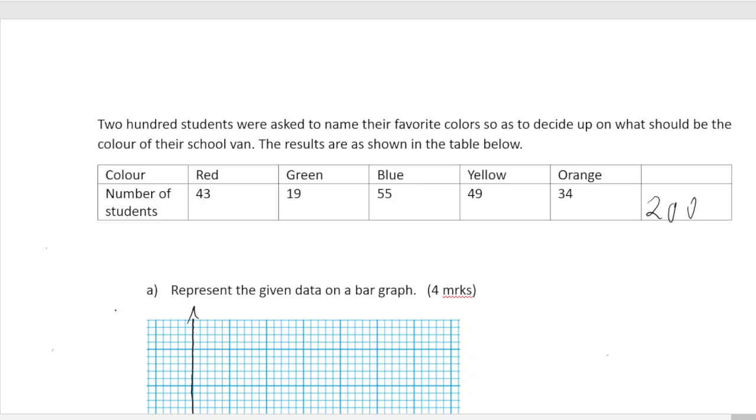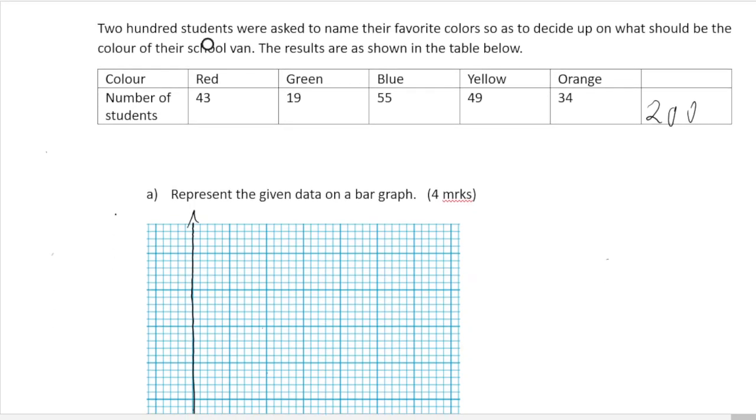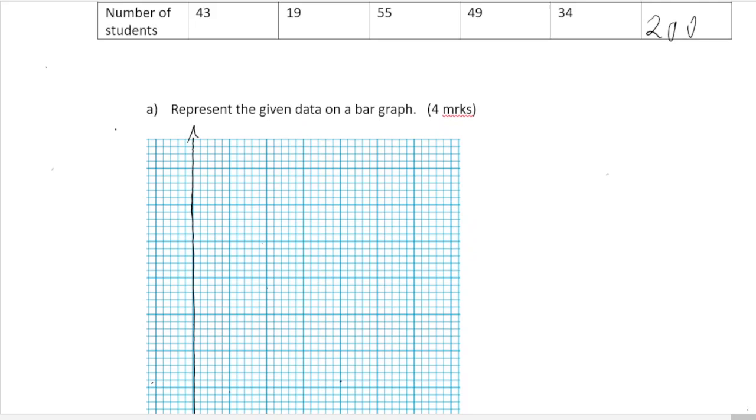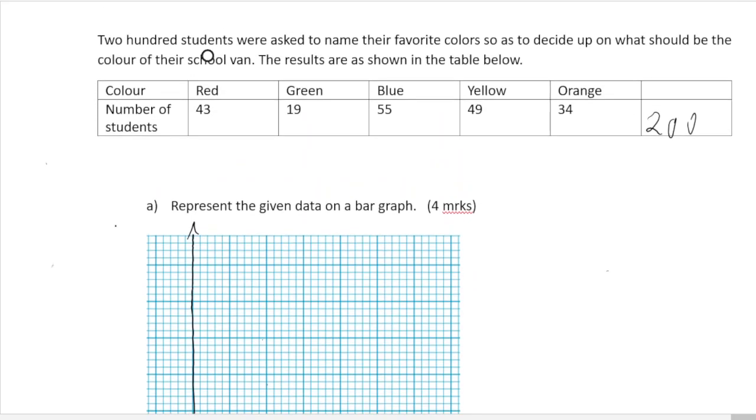Therefore, when you need to draw a bar graph, the first question says, represent the given data on a bar graph. That is the first question, 4 marks. When you want to represent this information on a bar graph, you first need to understand the data range. We know that the lowest data is 19 and the highest is 55. You need a scale that will accommodate the numbers between 0 and 55. Your scale must be within this range. It should not be lower than this.